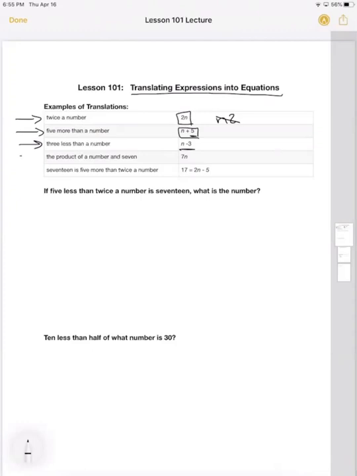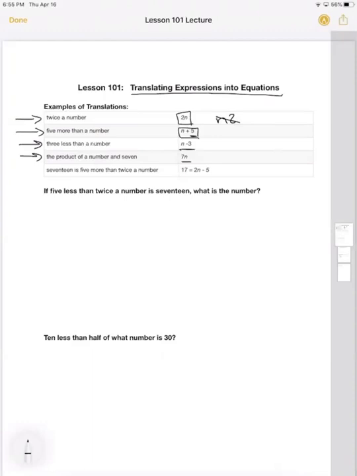Now, let's try something that's a little different. This is the product of a number and 7. Product means multiply, and so we put 7 in front of n. That means 7 times n, the product of a number and 7.